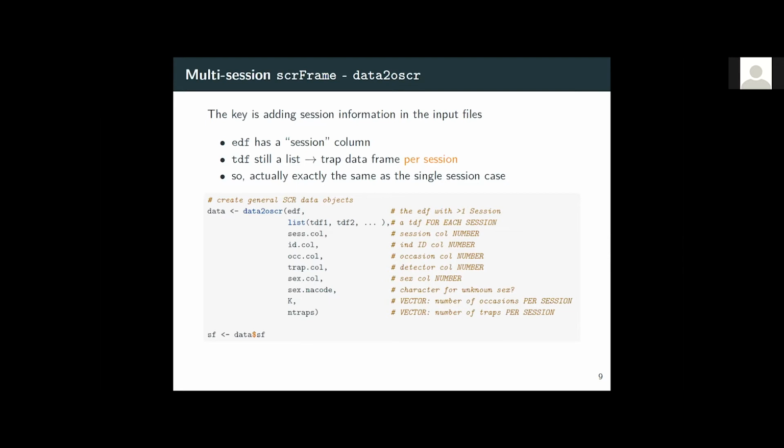So once you've extended this TDF list to include a list for every session, you've made sure that all of your session data have been appended here in the EDF, and then you've also made sure that you've told oSCR how many occasions per session and how many traps per session, you can just run this line of code and we'll be right back to where we were yesterday. We've created this Spatial Capture-Recapture data object within which you can extract the oSCR frame. So this looks very much like it did yesterday.